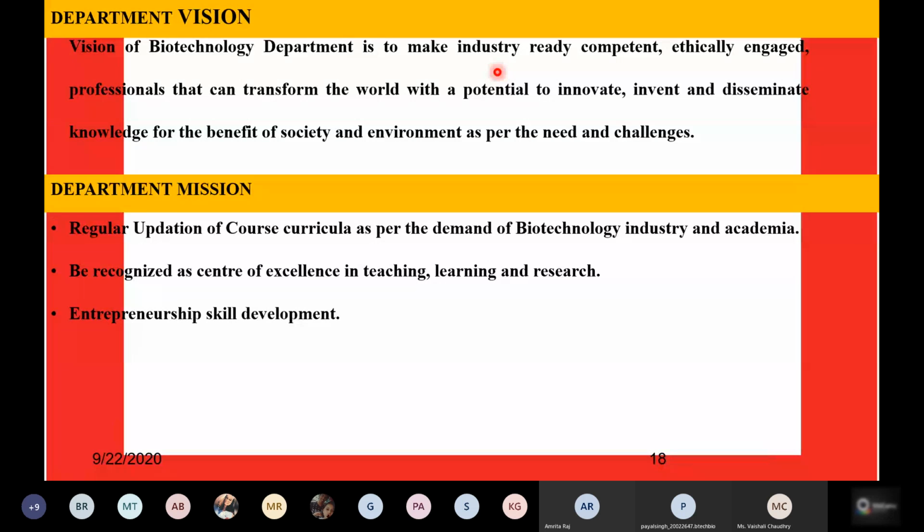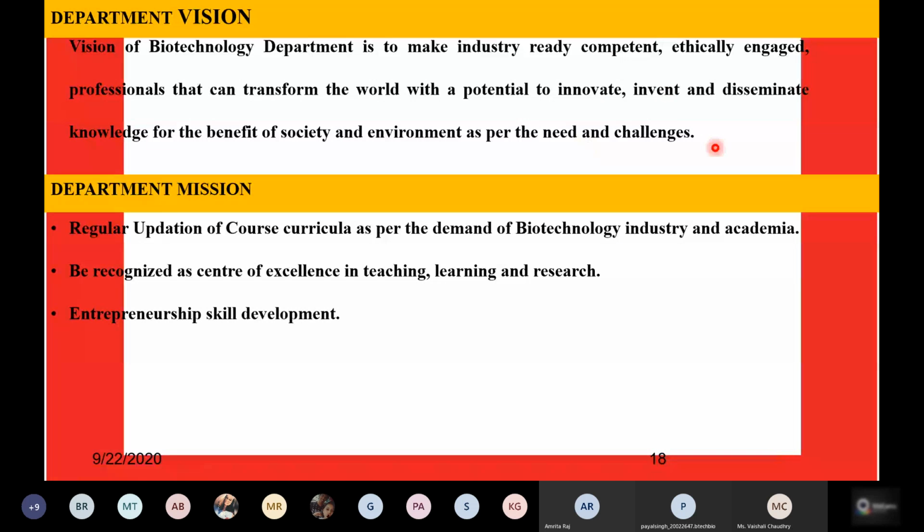So this is the 4 year time when you make yourself industry ready. Industry ready means ready for the placement. It is not like okay, after 4 years I will learn how to place myself in the companies. So this is the platform where you make yourself industry ready, ethically engaged professionals that can transform the world with a potential to innovate, invent and disseminate knowledge for the benefit of society and environment as per the need and challenge.